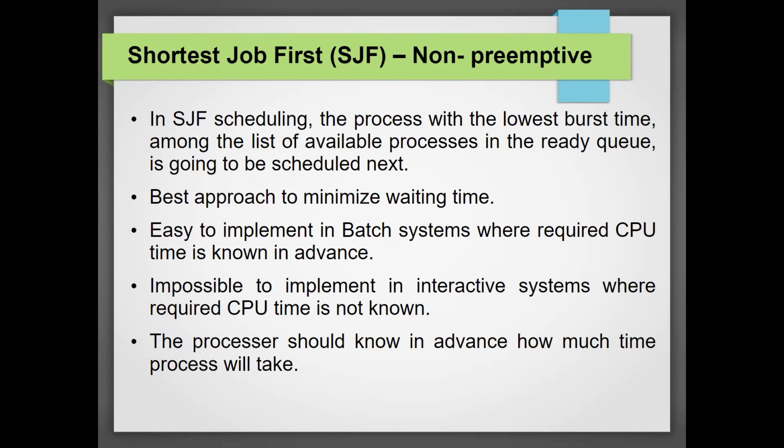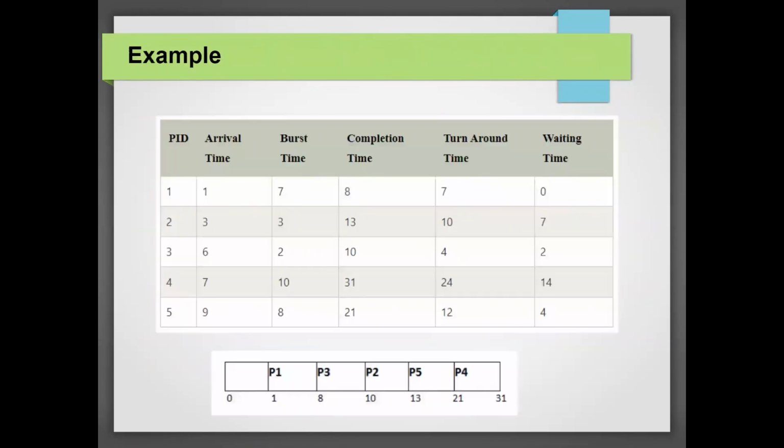I have given an example for SJF also. Here I have 5 processes P1, P2, P3, P4, and P5, the arrival times are 1, 3, 6, 7, 9, and the burst times are 7, 3, 2, 10, and 8. Next, we have to calculate the completion time for all those processes. When we see the Gantt chart, at time 0, there is no process arrived in the ready queue.